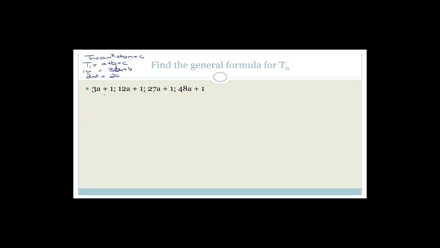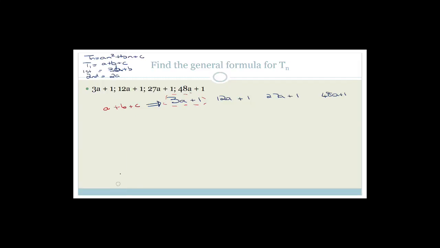And I'm going to write it out nice and big, so I know what I'm doing. So I've got 3a plus 1, 12a plus 1, 27a plus 1, and 48a plus 1. Okay, so this here is equal to, and you know what I'm going to do? I'm going to write it in a different color so that you can see it becomes a plus b plus c. Okay, that term there is a plus b plus c, different a.